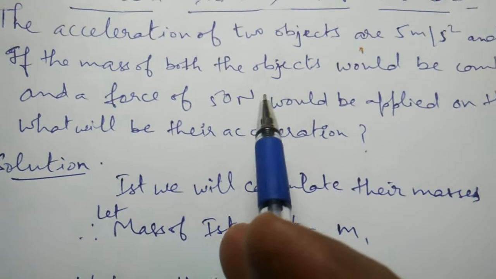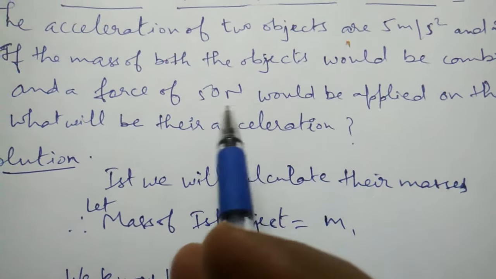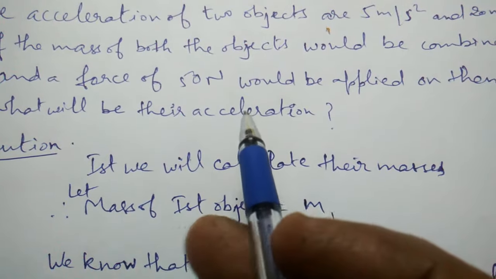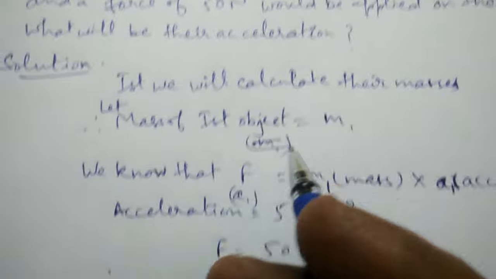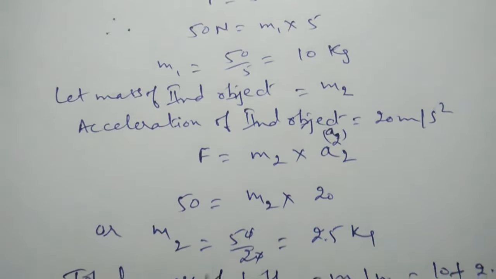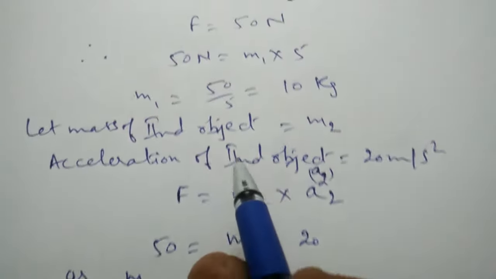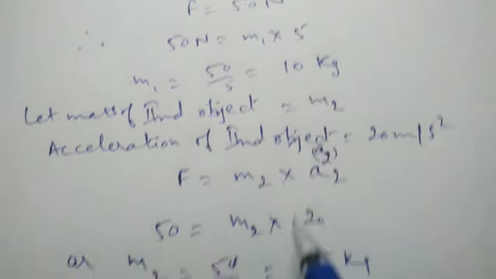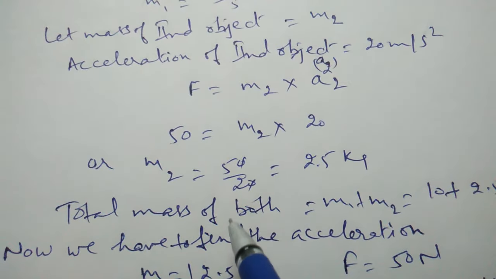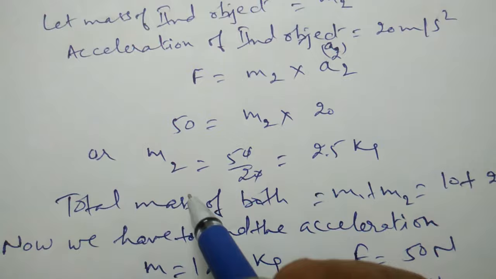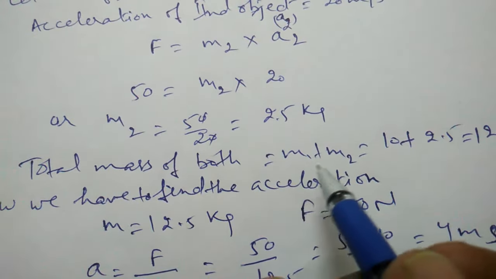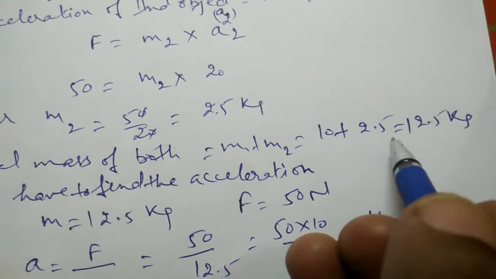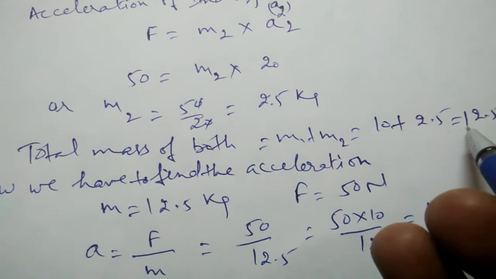Now according to the statement, if we combine both these objects and a force of 50 Newton is applied, what will be their acceleration? So we have to combine the mass of both objects. m1 we have already calculated is 10 kg and m2 is 2.5 kg. Total mass of both, that is m1 plus m2, will be 12.5 kilogram.